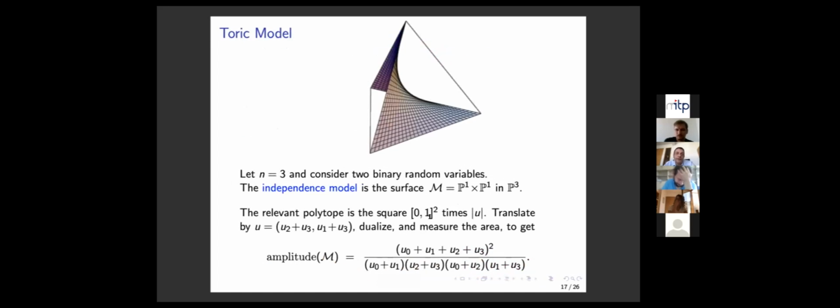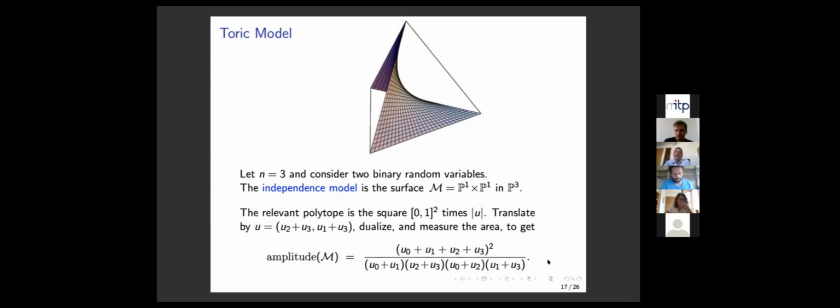Let's go back to males and females and physicists and mathematicians. So here's the independence model for the Segre surface, the 2x2 determinant, P1 times P1 sitting in P3. The relevant polytope is the square scaled by the sample size. You translate to put the origin in the middle, you dualize, you measure the area, and then you get this rational function of degree -2 minus the dimension of the square. And this is the amplitude of the independence model.